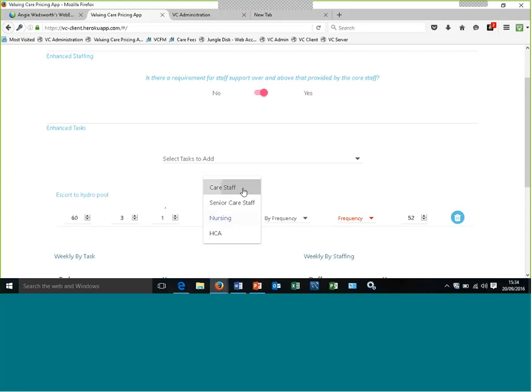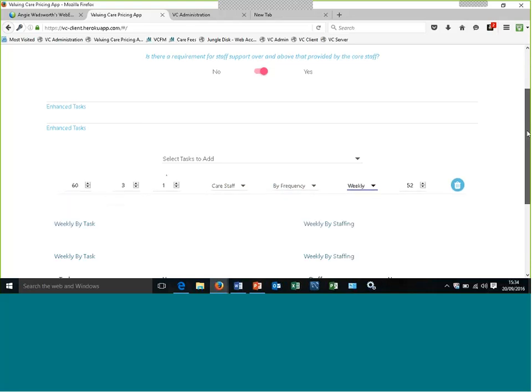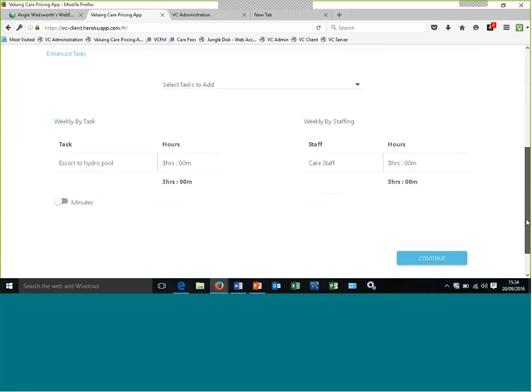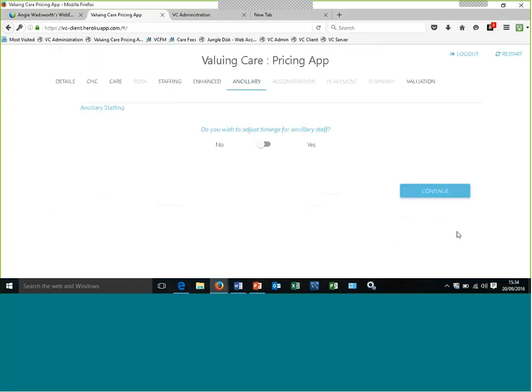It's care staff again that do that, and I want that to be done weekly. Right, so 3 times a week for an hour, 1 care staff, and then the system works that out for me here, and you can see it's defined that as 3 hours.